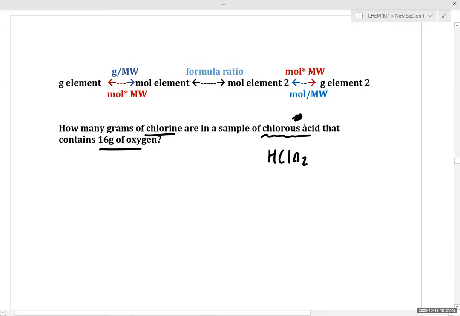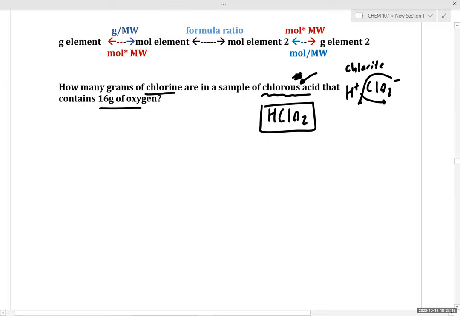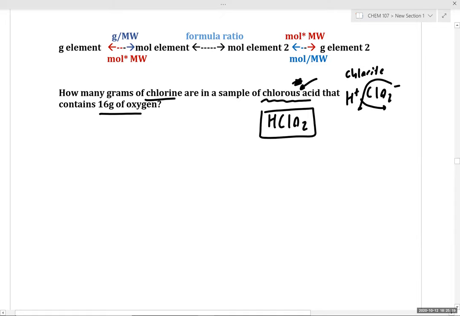HClO2, exactly right. Chlorous acid, OUS, is derived from chlorite, which has the formula of ClO2-. Crossing our charges for H plus and ClO2- gives us our final formula of HClO2. Okay, so we have our formula established. Now I'd like everyone to take about 3 to 4 minutes and complete this unit conversion now that we have the formula. If you're stuck on the formula, please go back and review your nomenclature notes.